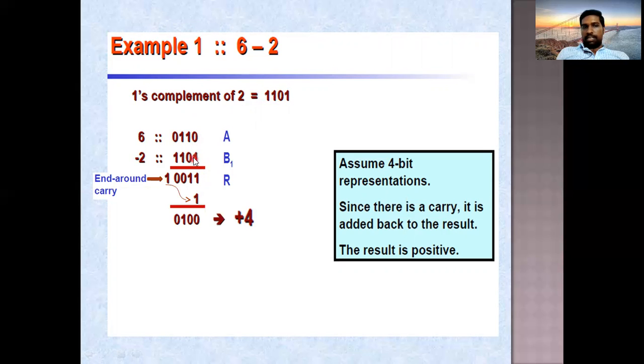0 plus 1 is 1. 1 plus 0 is 1. 1 plus 1 is 0 carry 1. You will get carry here. Now 1 plus 0 is 1. 1 plus 1 is 0. Again you will get 1 carry. Again you will get 1 carry.